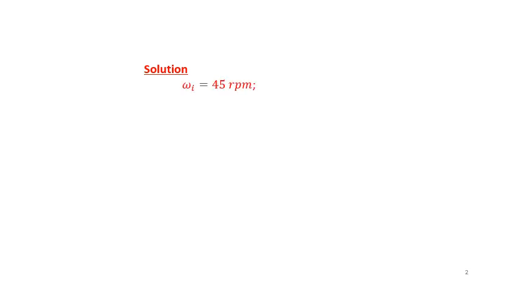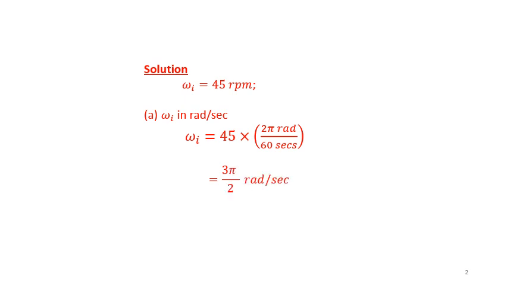The initial angular velocity, 45 revolutions per minute, if you convert to radians per second, means you have 45 times 2 pi radians over 60 seconds. I told you one revolution means 2 pi radians, and 1 minute is 60 seconds. So you can leave your answer in terms of pi. That is 3 pi over 2 radians per second. And you may want to get it in decimal: 22 over 7 for pi, and you get your answer in decimal.